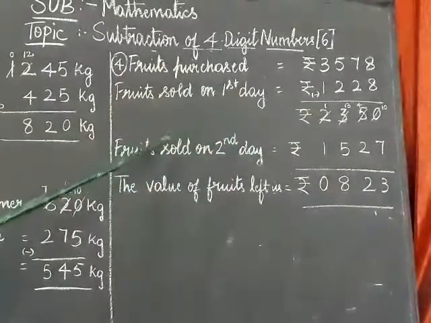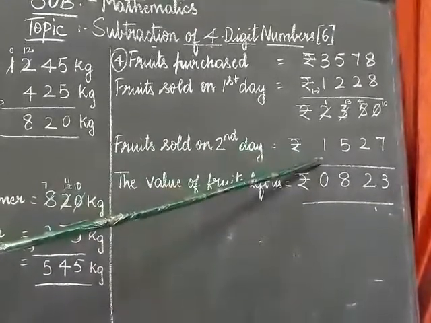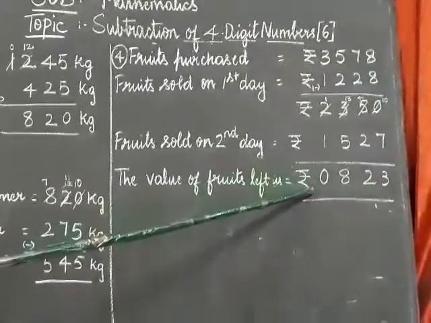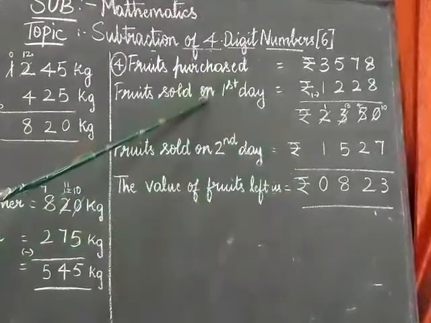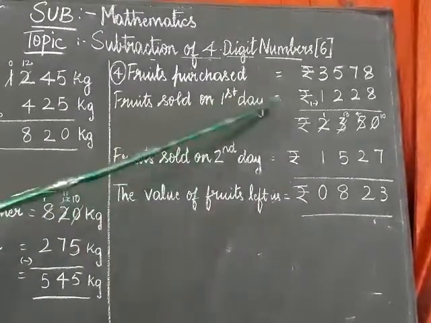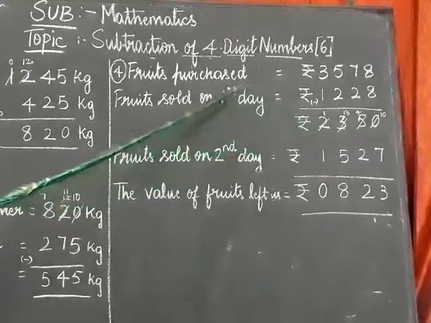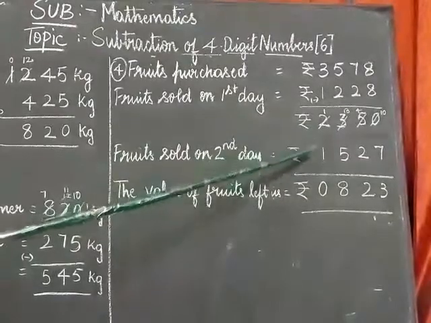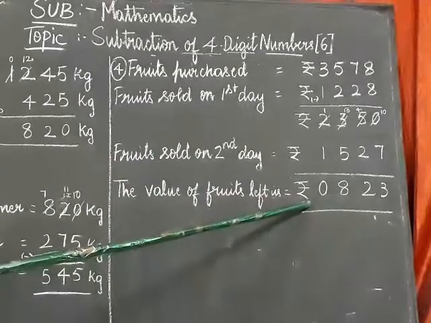From that, I am subtracting again the fruit sold on the second day. So much amount, that is 1527. If I find the difference, this is the amount of rupees that is remaining with the fruit seller after selling on the first day and second day. So there are two steps we are following here. First day we subtract and get the amount of rupees left with him after selling on the first day. Then he sold so much amount on the second day. So again we should subtract this number and we will be getting the left over amount with the fruit seller.